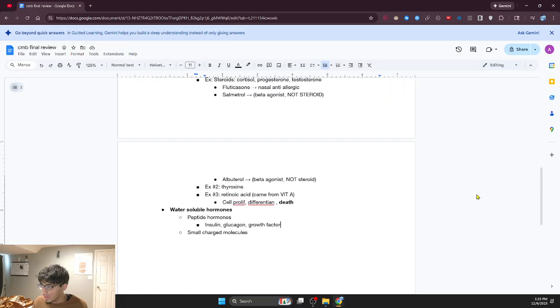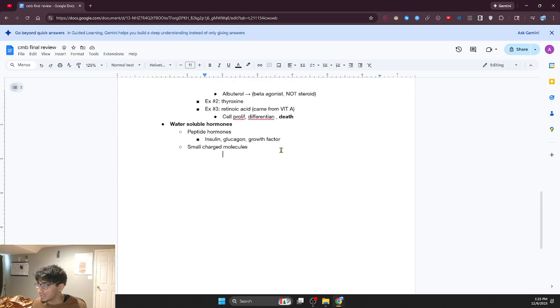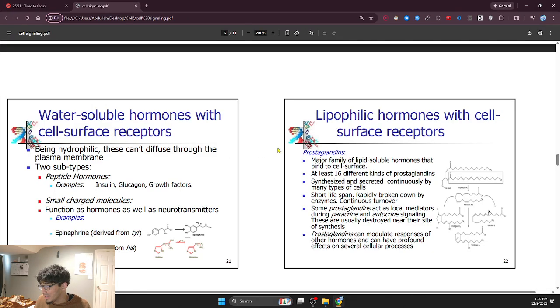Let me zoom in for y'all. I know y'all want to see this. Small charged molecule. What example? The acetylcholine, epinephrine. I think adrenaline.